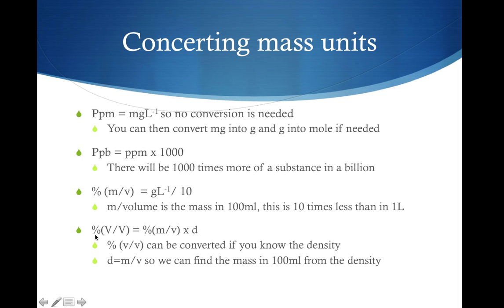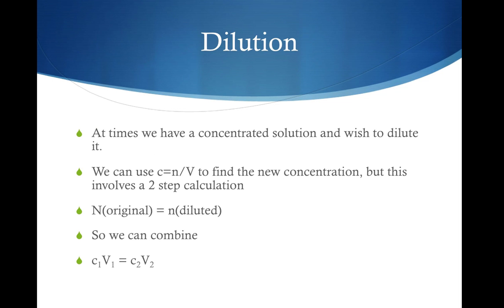And if you've got percentage volume, then you can convert that if you know the density. So density is mass divided by volume. So if you've got the density, you can find the mass by volume, which will give you grams per litre. And then from grams per litre, you can convert to mole per litre if you wish.